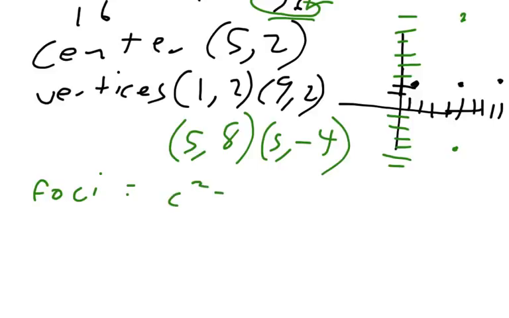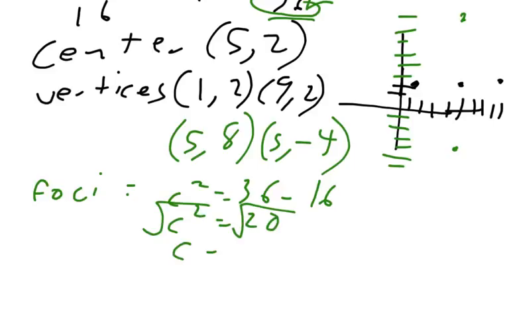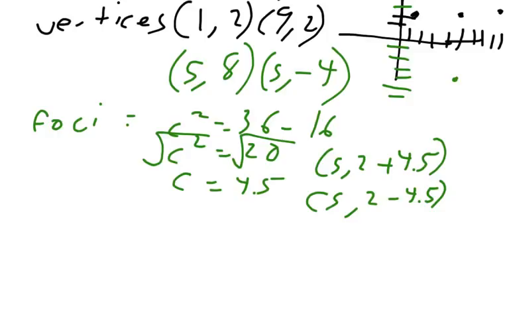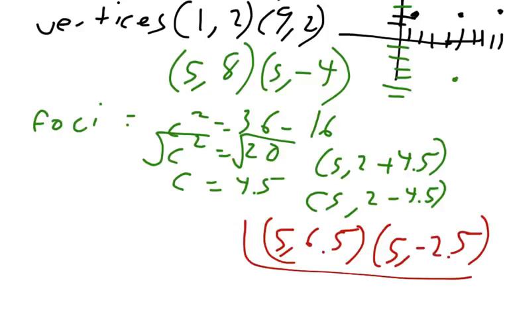So c squared equals 36 minus 16. So c squared equals 20. Take the square root of 20, and c is going to be around 4.5. So my first point is going to be 5, 2 plus 4.5. And my next point is going to be 5, 2 minus 4.5. So the first point was 5, 6.5. And the second point was 5, -2.5. So there are the foci.